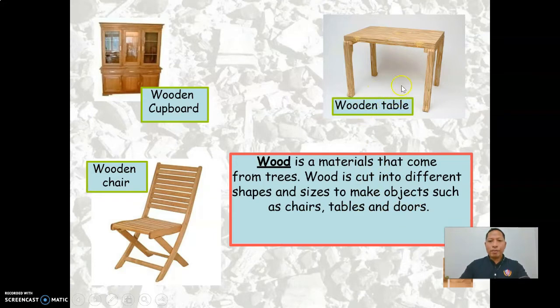Wooden table, made of wood. And this is the example, also a wooden chair. And the last example is a wooden cupboard. Again, what object is this and what material is it made of? Made of wood. Spell please. W O O D. Very good.